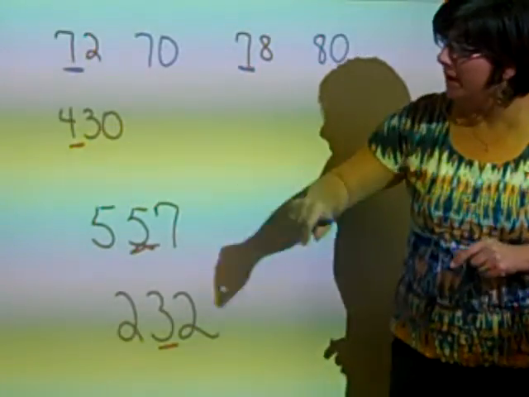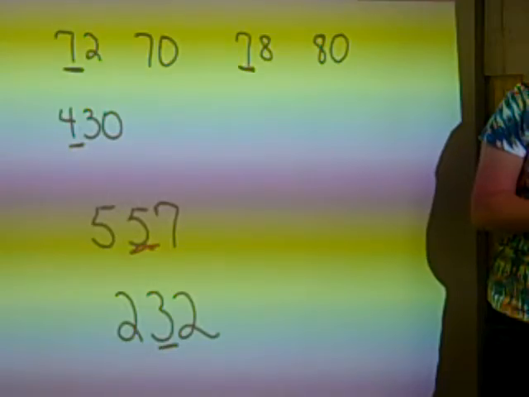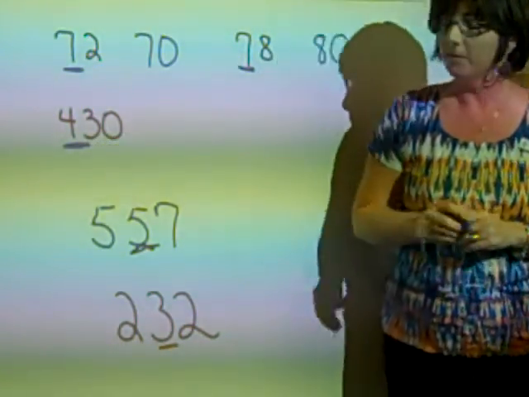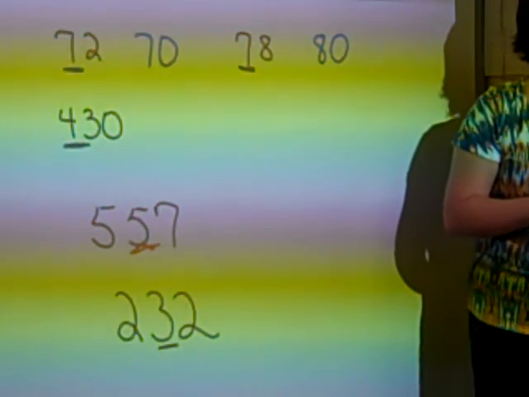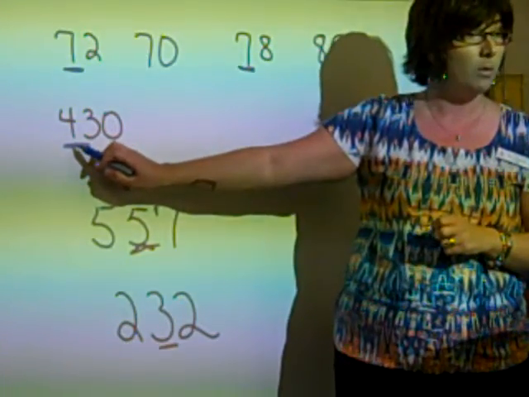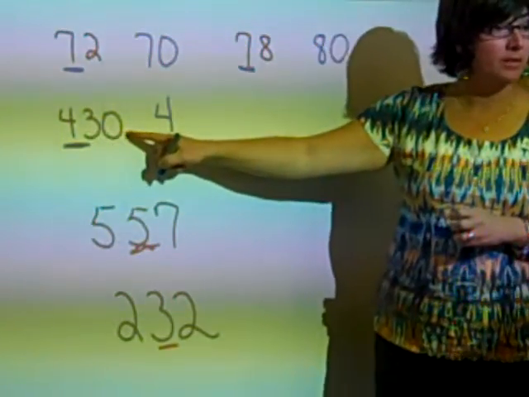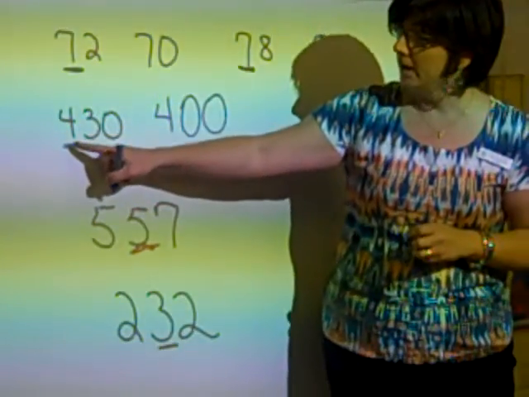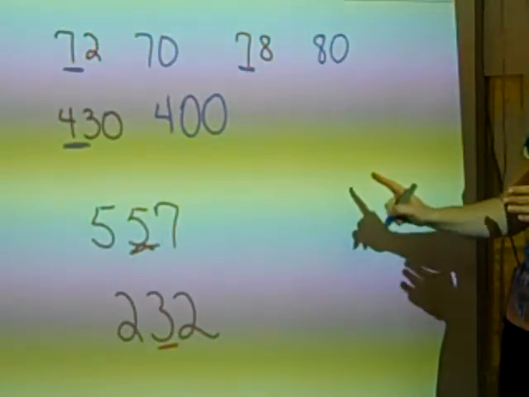Now we're going to round to the hundreds place. Which digit have I underlined in the hundreds place? Holland? The 4. So I'm going to look to the right of the 4, and what is the digit to the right of the 4? Danny? It's a 3, so it's less than 5. So what am I going to do with the 4? I'm going to keep it a 4, and what am I going to do with all the digits behind it? Turn them into 0. Good. And we talked about with a number line that 430 is closer to 400 than it is to 500.